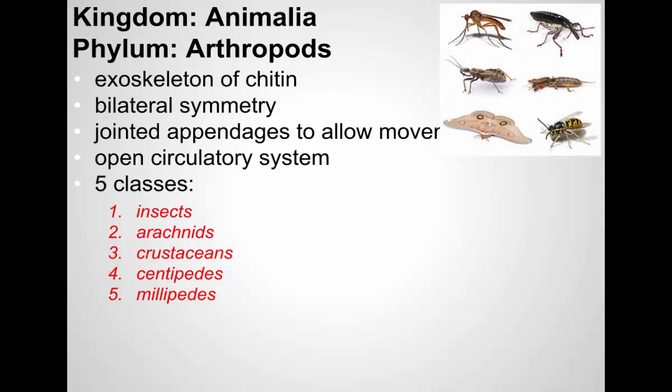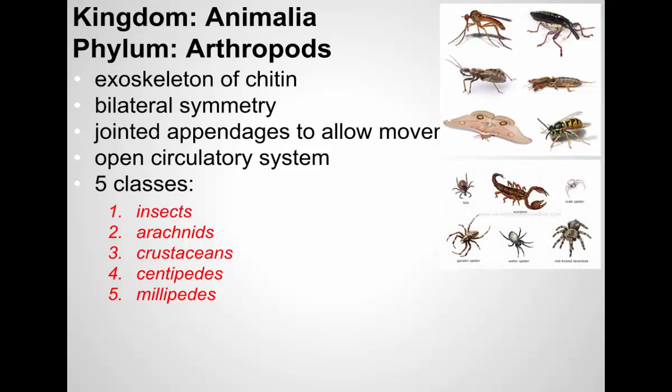So insects include a huge variety. Very, very diverse class. Flies and grasshoppers and crickets and bees and wasps and all these sorts of things are insects. They have 6 legs. They have 3 body sections.